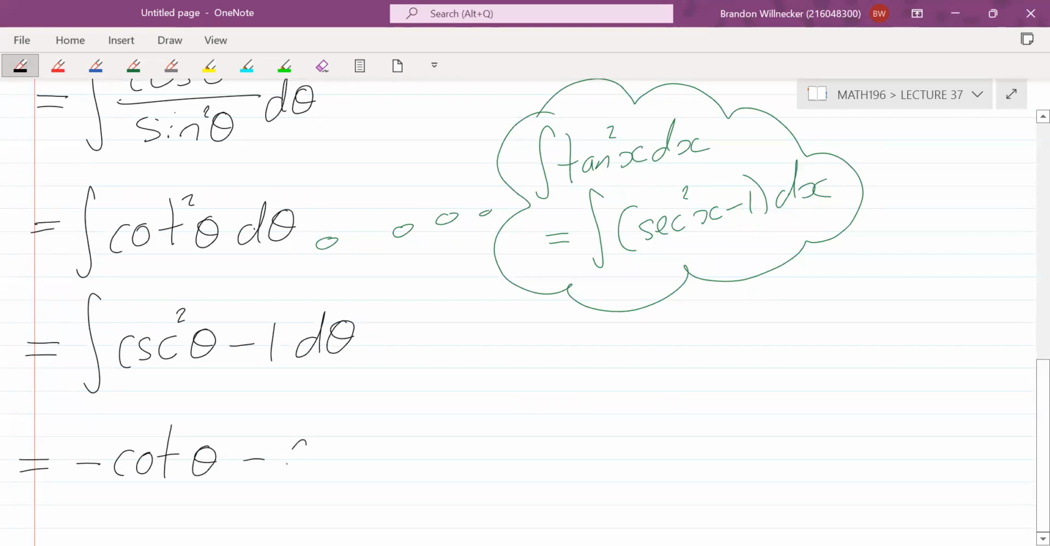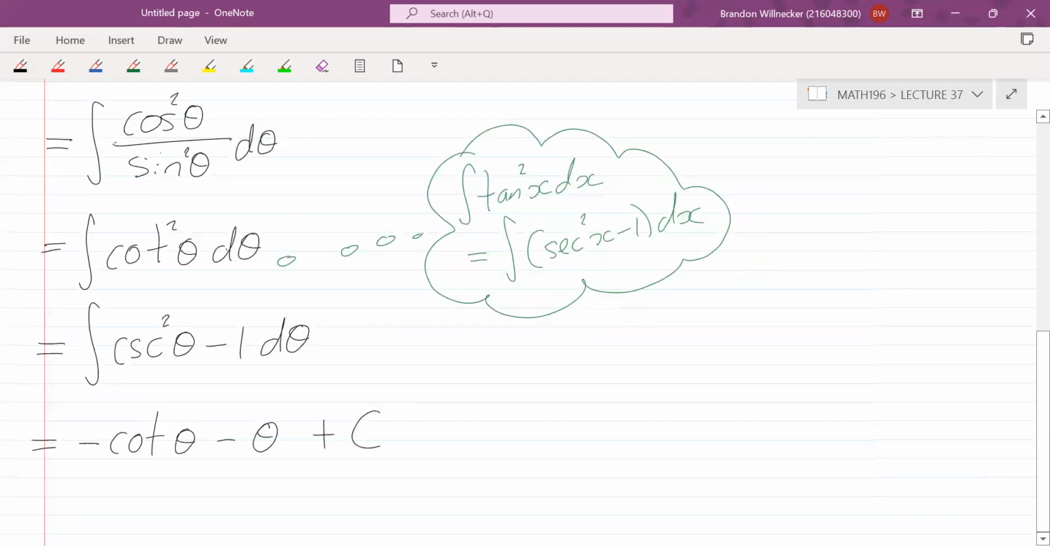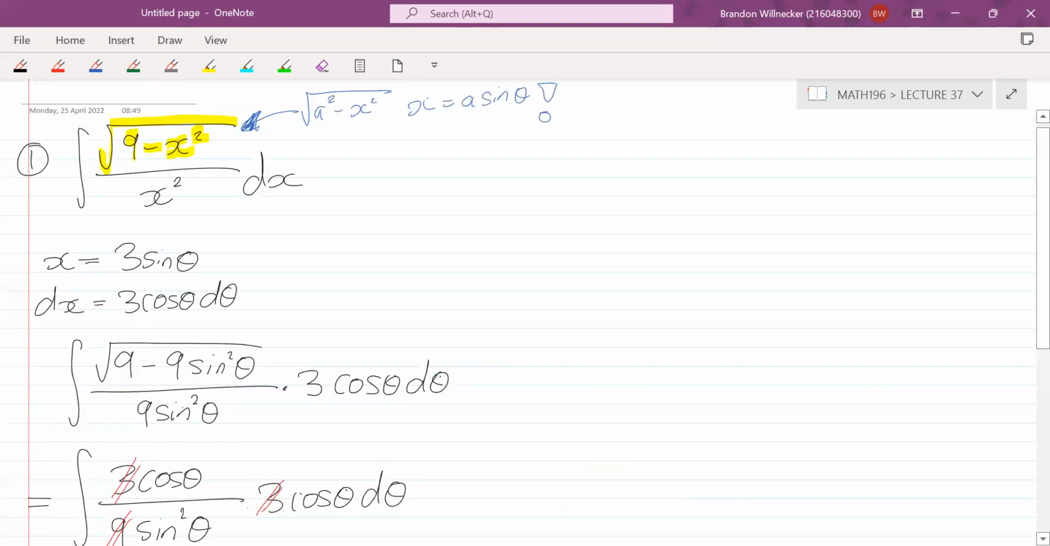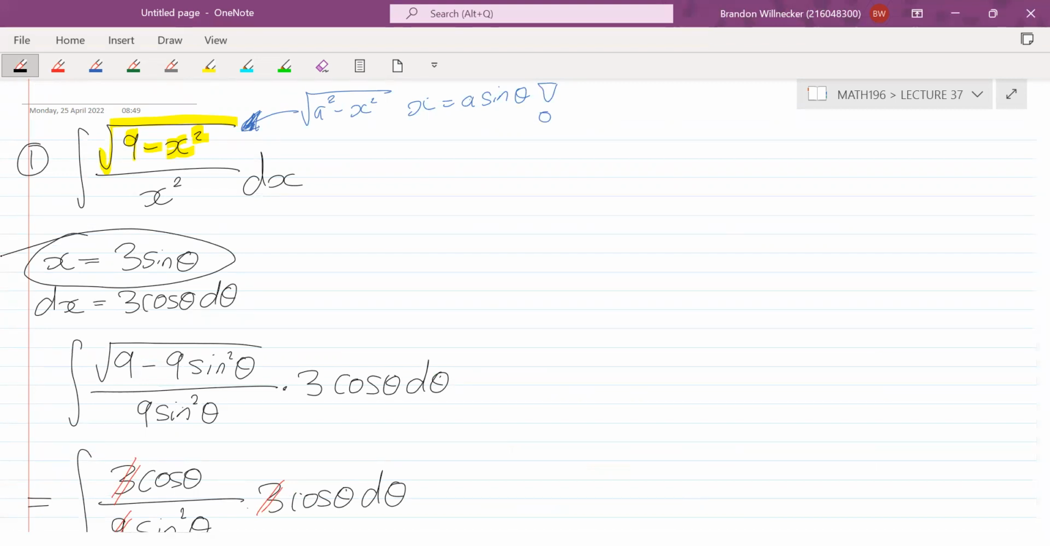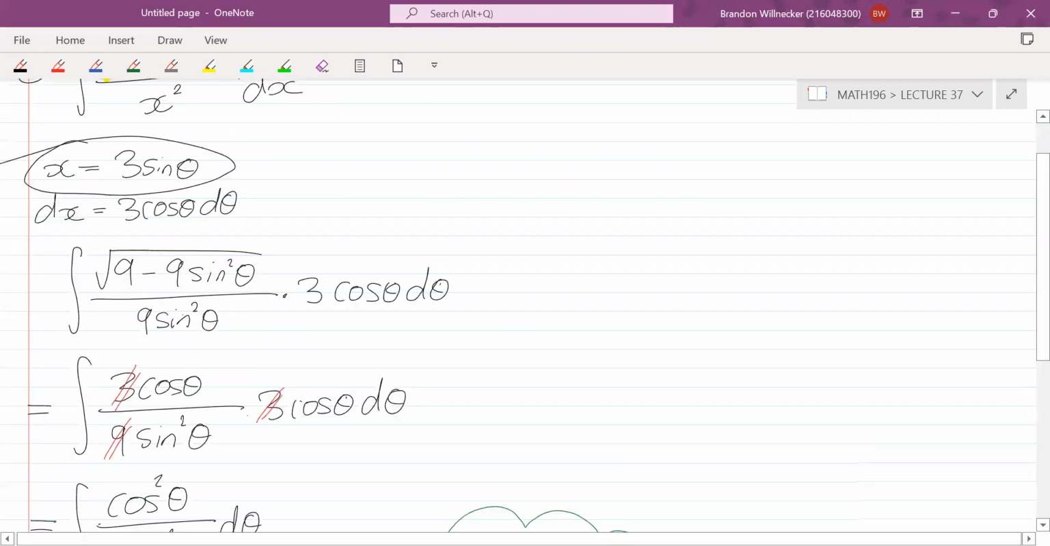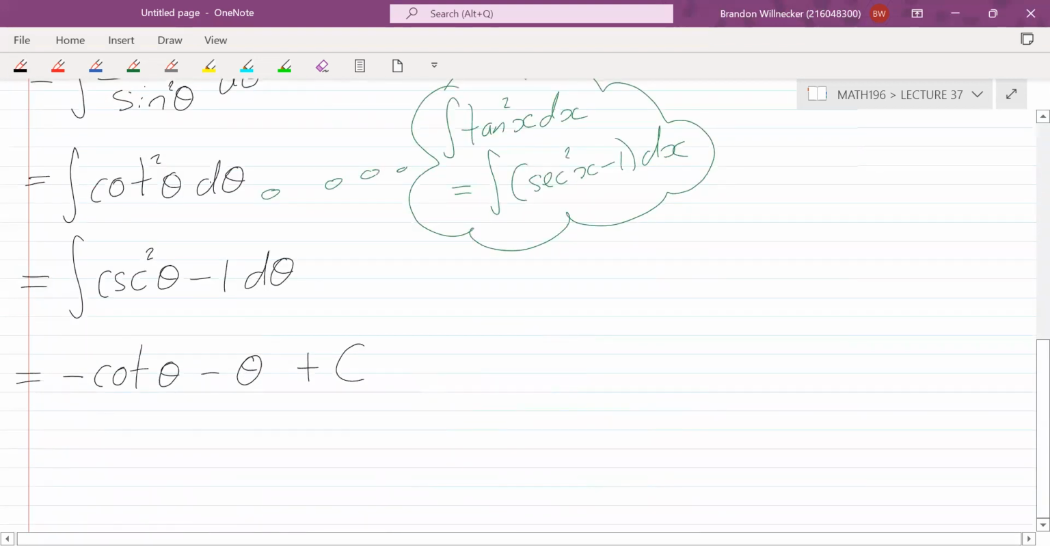Integral of 1, that's just theta plus c. Okay, so we've done the trig integral, but we're not done yet because remember, we did a substitution here. So we've changed from x variables to theta variables. We need to go back to x variables. Okay, so let's make a note here.